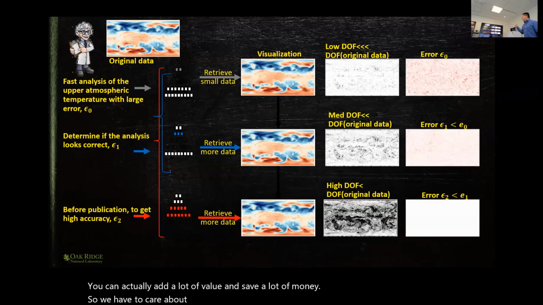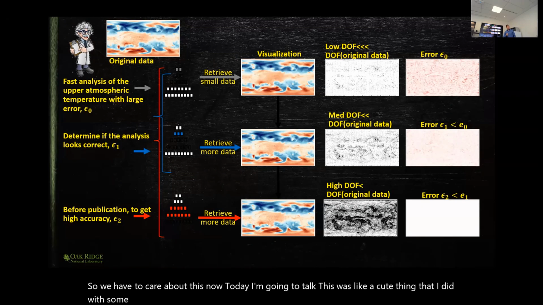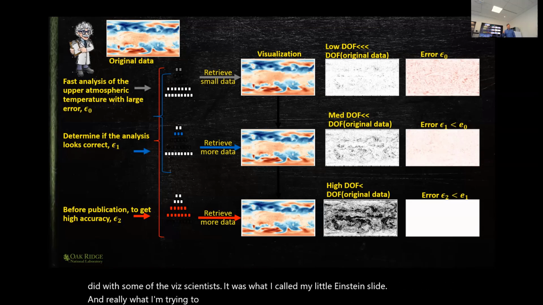Now, today I'm going to talk about this. This was like a cute thing that I did with some of the Viz scientists. It was what I called my little Einstein slide. And really, what I'm trying to talk about is a new modality of how I want scientists to look at data and what's the problem with a lot of our abstractions.